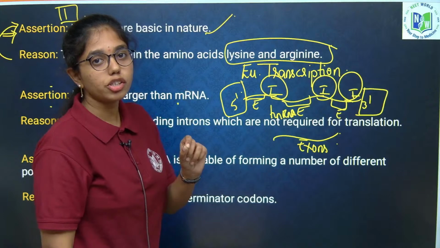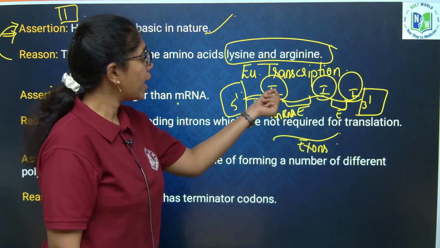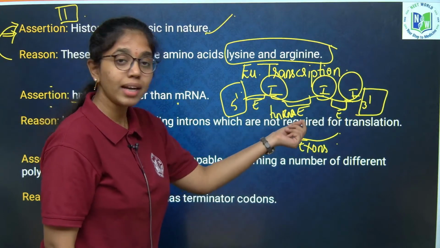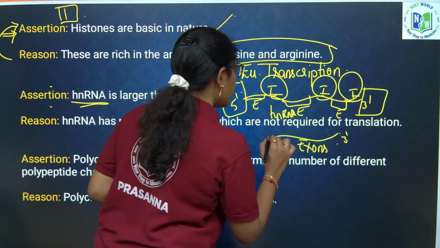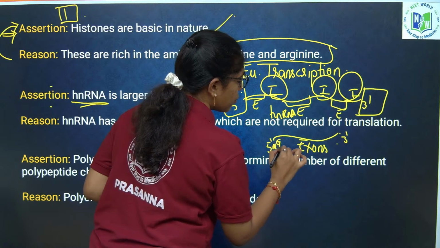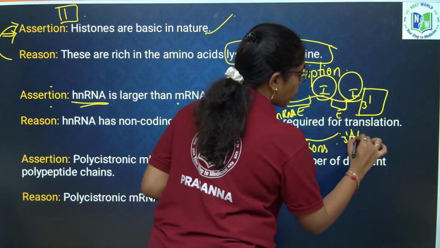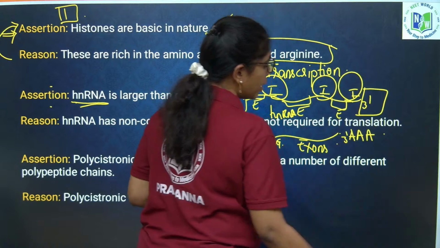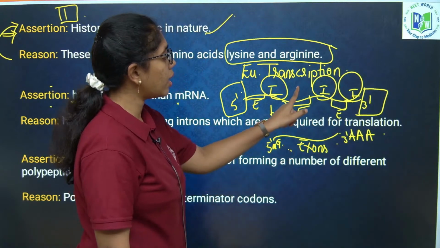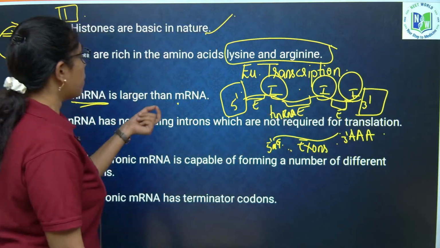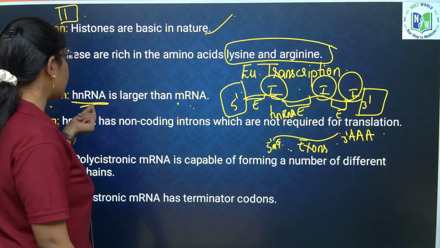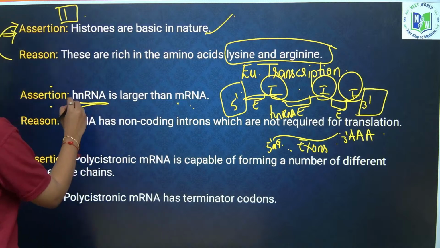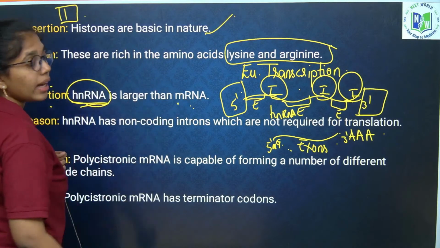Do remember this all the time, it is rhyming: intron inactive, exon expressive. This is in between 5 prime and 3 prime. 5 prime is capped with methyl guanosine, 3 prime has the polyadenylation tail. So this length is smaller than this. Messenger RNA, or matured mRNA, is smaller than hnRNA, which means hnRNA is larger than mRNA.